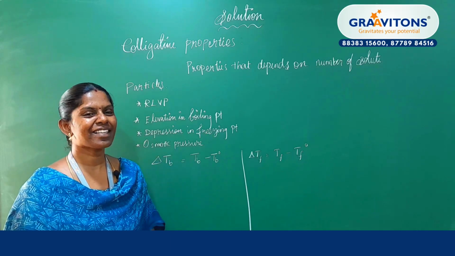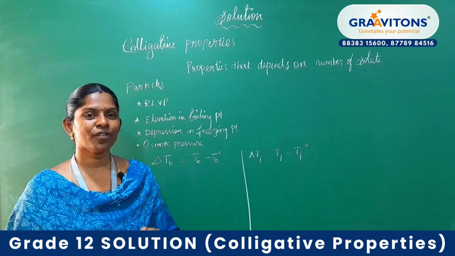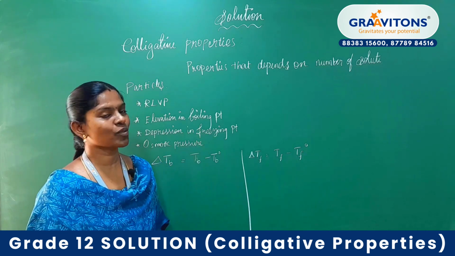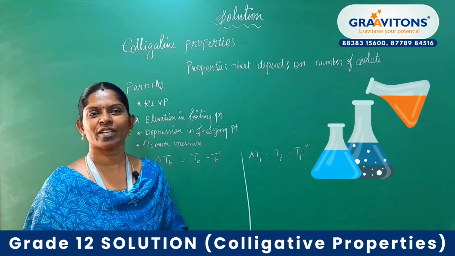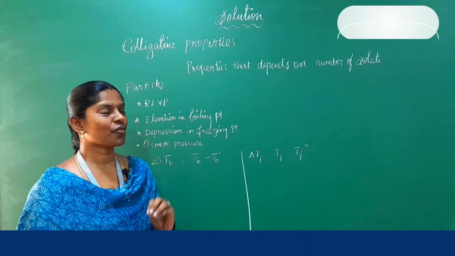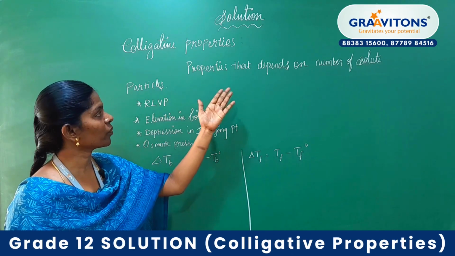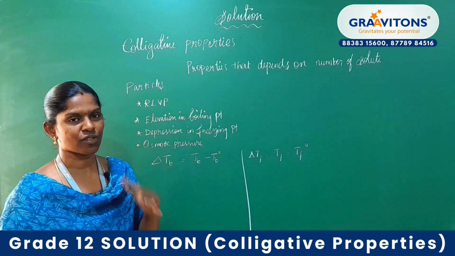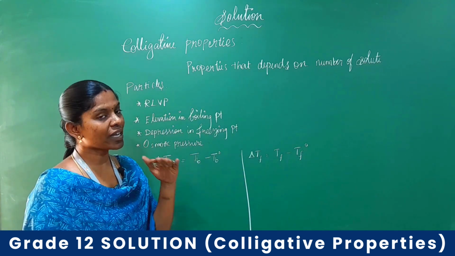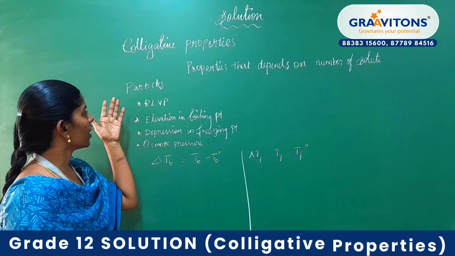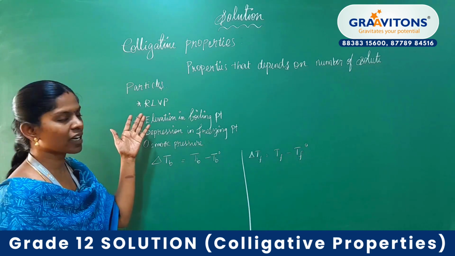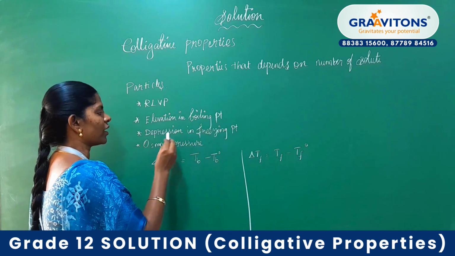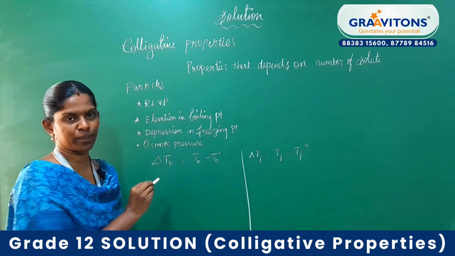Hi students, in this video I am going to give you a small clarification while solving the numericals of the chapter Solutions under the heading colligative properties. We know very well that colligative properties depend on the number of solute particles present in our solution, isn't it? In this syllabus we have four: RLVP, relative lowering of vapor pressure, elevation in boiling point, depression in freezing point, and osmotic pressure.